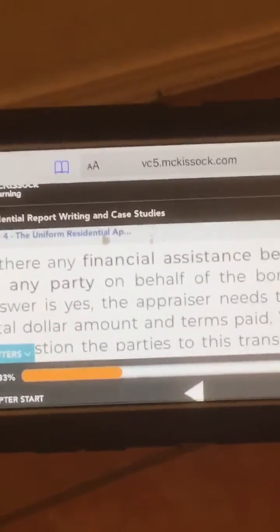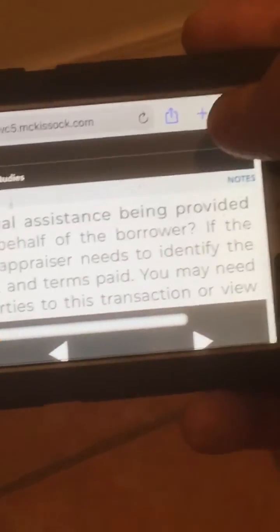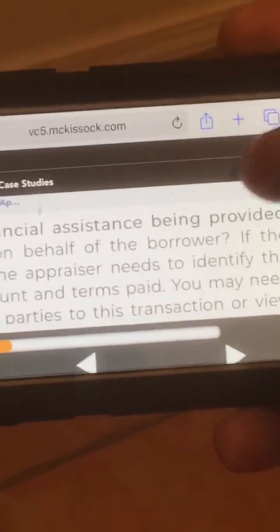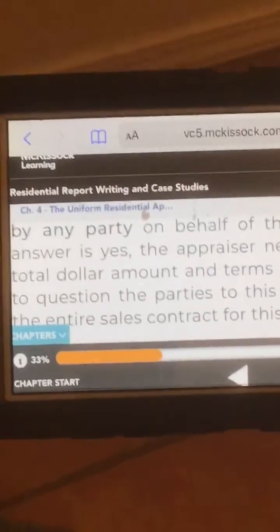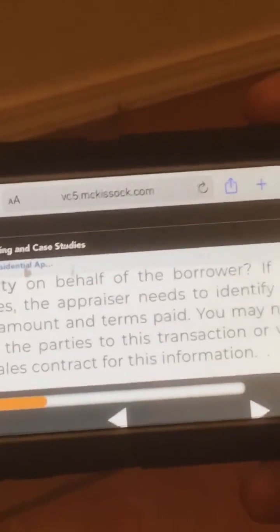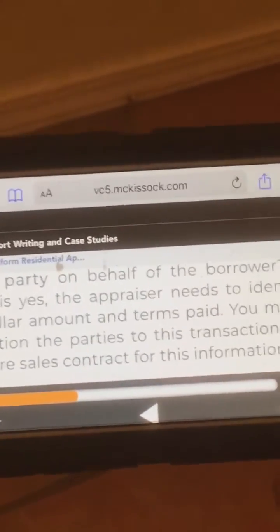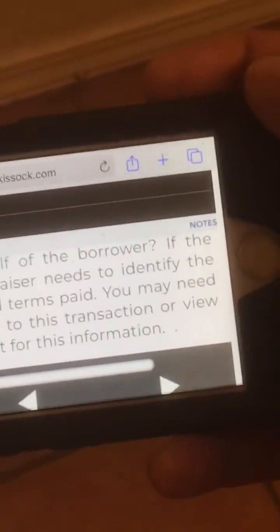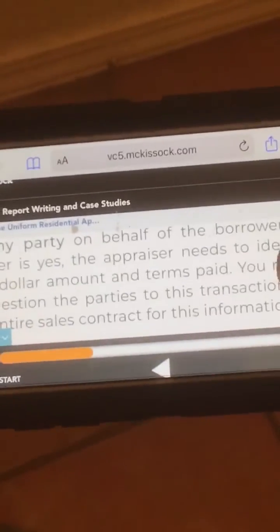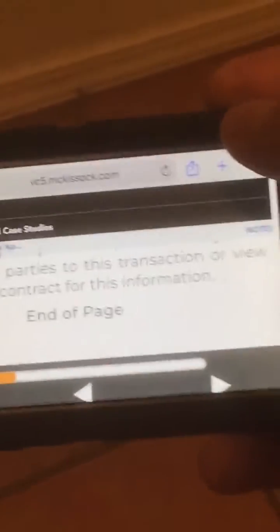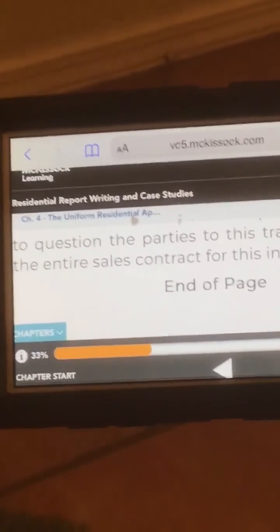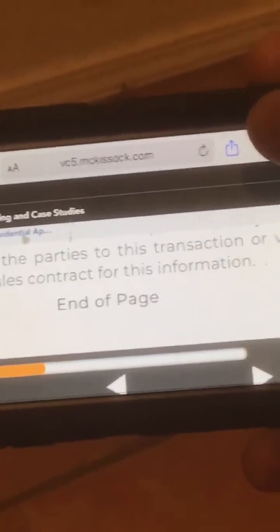Is there any financial assistance being provided by any party on behalf of the borrower? If the answer is yes, the appraiser needs to identify the total dollar amount and terms paid. You may need to question the parties to this transaction or view the entire sales contract for this information. End of page.